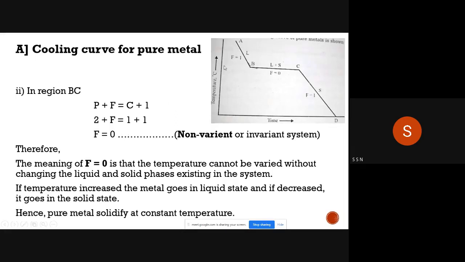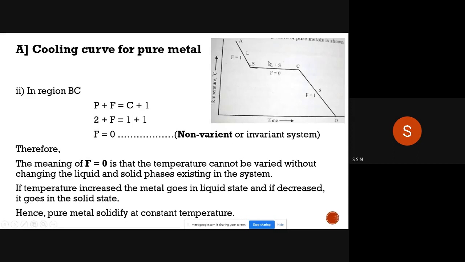If you apply for B to C, how many phases are there? 2 phases are there. In the diagram, you know that for pure metal from B to C, liquid plus solid phase is there. That's why P is 2, plus F is equal to C plus 1. Now the component is always 1 for pure metal. So F is equal to 0. That means it is a non-variant. So here temperature is constant, also the concentration is constant. That's why it is a non-variant.